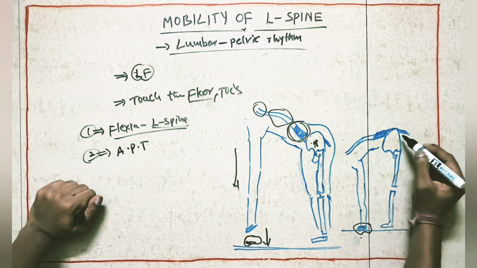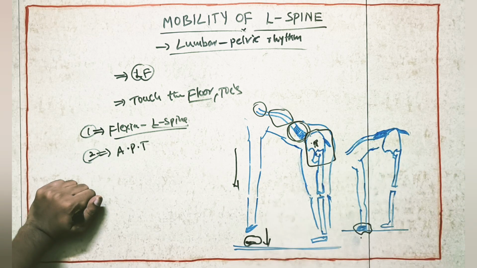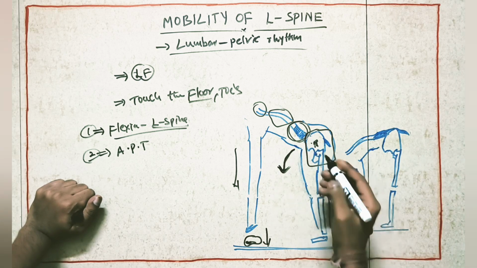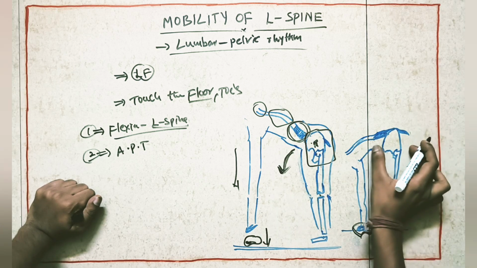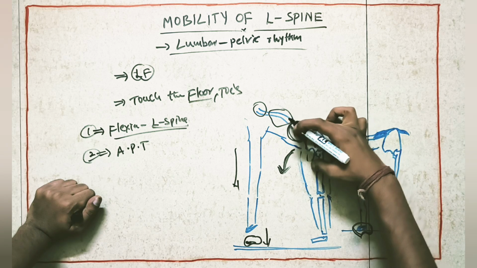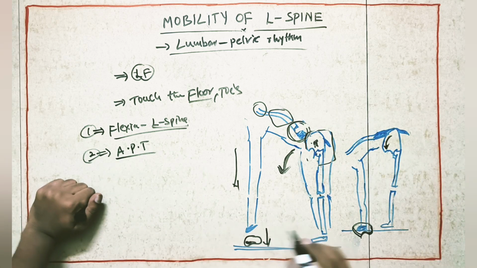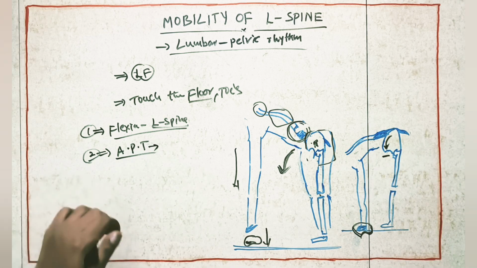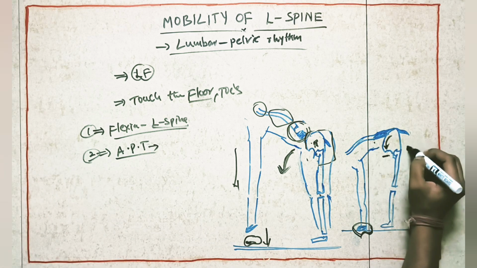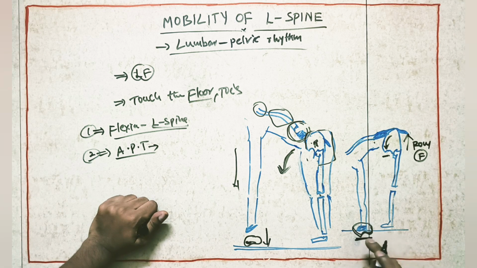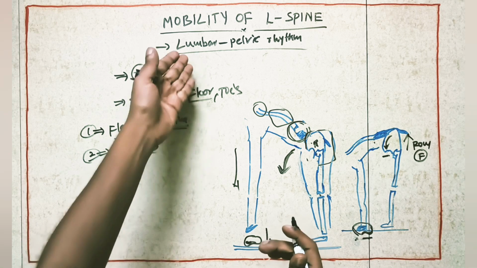Anterior pelvic tilt. The pelvis present here is in neutral position. When he touches the floor, the pelvis will move in this direction. The pelvis should move in an anterior, inferior, downward direction. Here the pelvis has already moved. That is nothing but anterior pelvic tilt. With this anterior pelvic tilt, he can get more range of motion in flexion, so that the patient can easily touch the floor. That is what lumbar pelvic rhythm is.